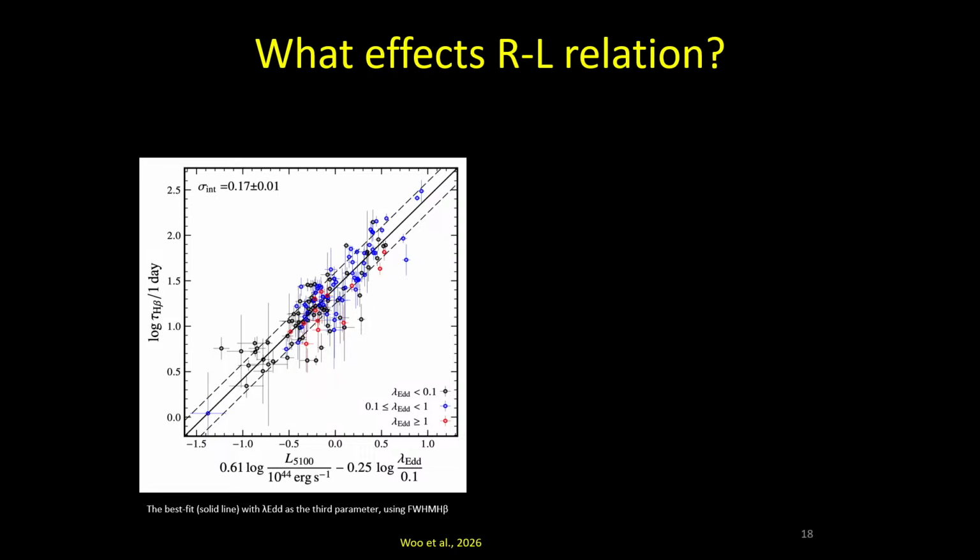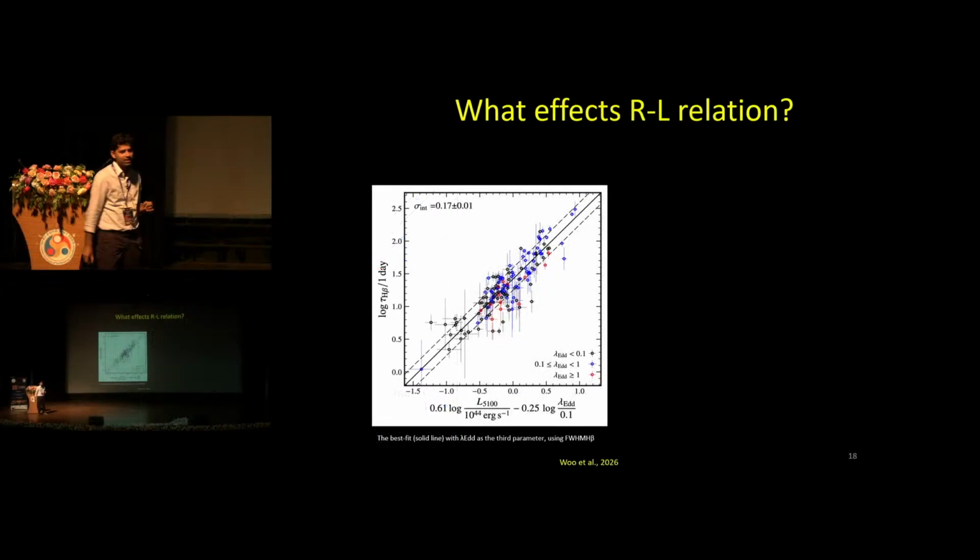So what I found is that Eddington ratio could be one of the main drivers because it's changing the disk structure, becoming thin disk to thick disk, slim disk. So here you see that this relation becomes very strong if you include not only the luminosity but also Eddington ratio, where high accreting sources were deviating, but they are kind of coming closer together.